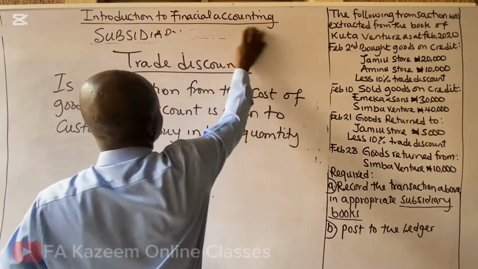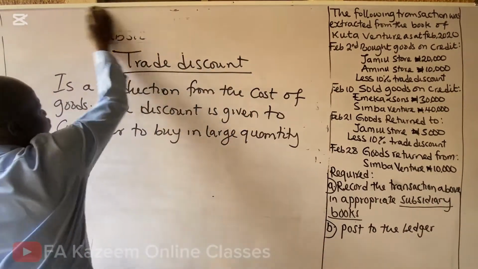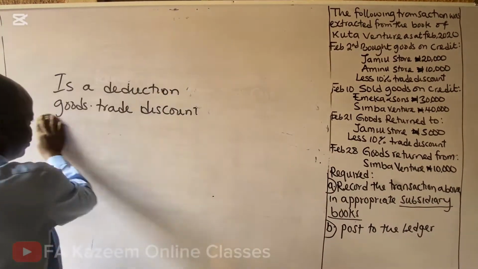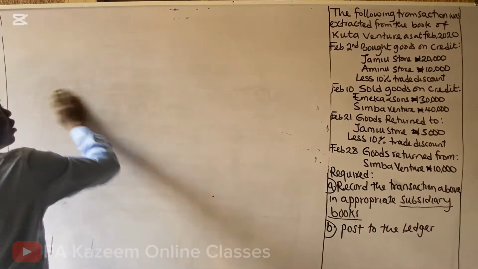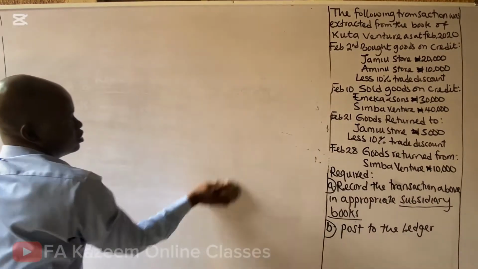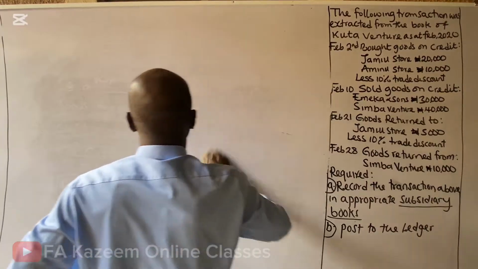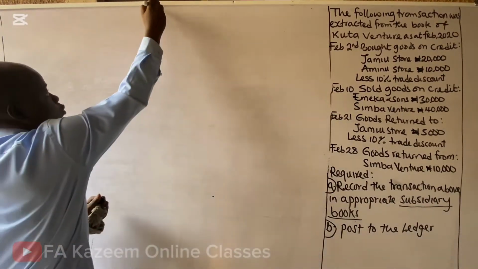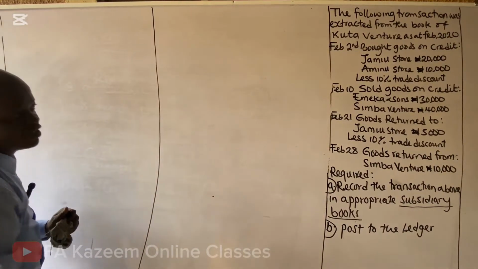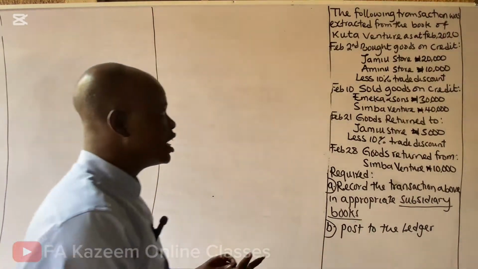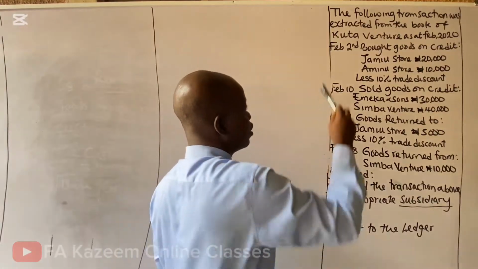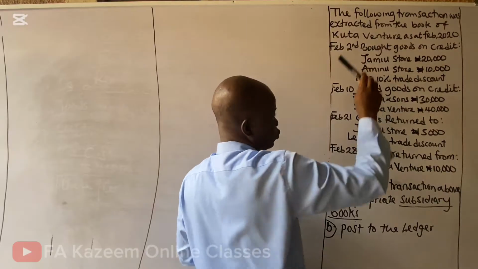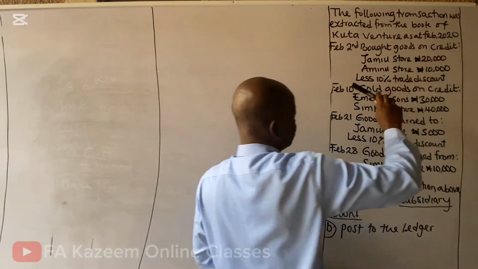Now let's look at illustration on subsidiary book. We'll divide the board into two in order to minimize the board. While looking at this illustration, the following transaction was extracted from the book of Kunta Venture as at February 2020.